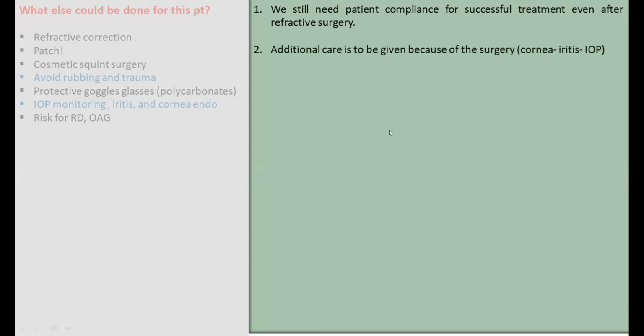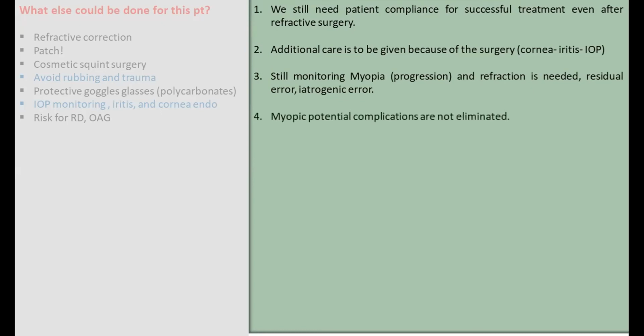And additional care is to be given because of the surgery, as I said: cornea, IOP, iritis, and we need monitoring for progression of myopia and refraction change. And as you see here, there is an astigmatism, so there might be an iatrogenic astigmatism or residual error. Myopic potential complications are not eliminated.